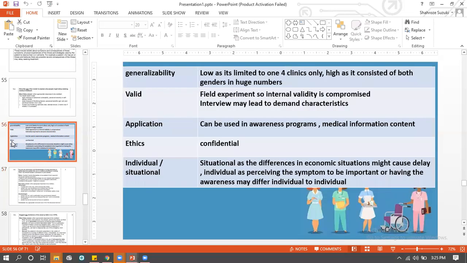Using interviews? Suppose you're in the waiting room, right? Put yourself in that scenario.